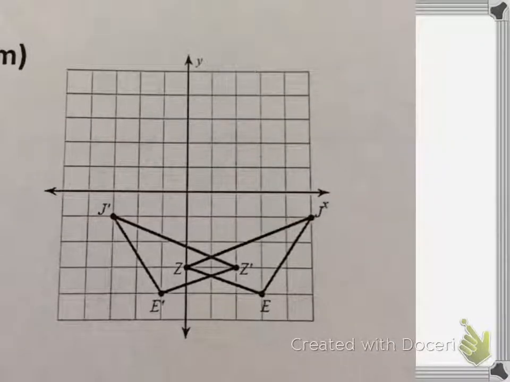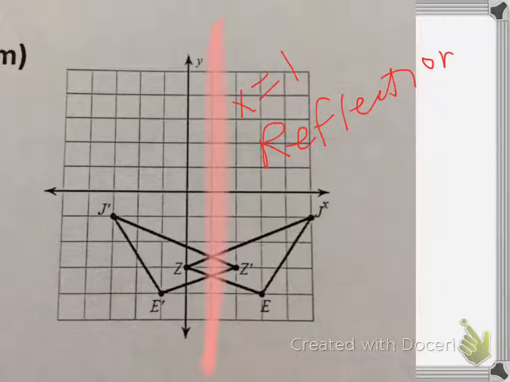This one is again a reflection. You can see that it's being reflected over this line right here. So this line is x equals 1. So they get a little more complicated to write the rule right there. And I'm okay if you just write that it's a reflection over x equals 1.